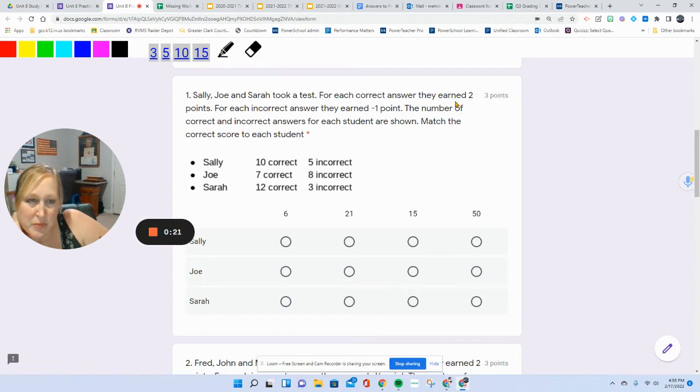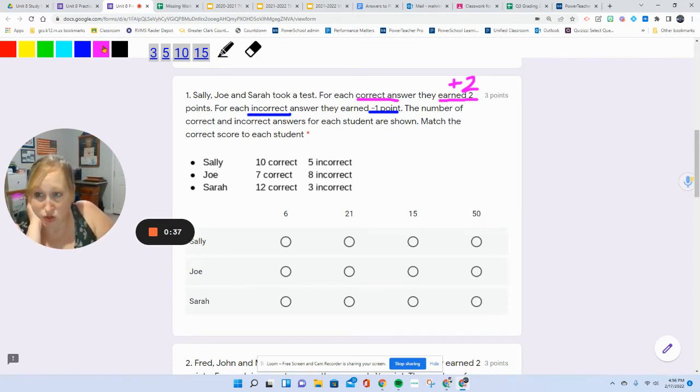So, example, they earned 2 points for correct answers. So that's plus 2. But they lose 1 point for incorrect answers. So in order to figure out what the students have earned, you're going to have to take the number of correct and multiply it by 2. Okay? You're also going to have to figure out how much to take off because they did not get answers correct. You're going to multiply that by the negative 1 point.